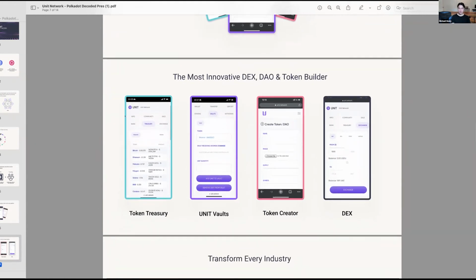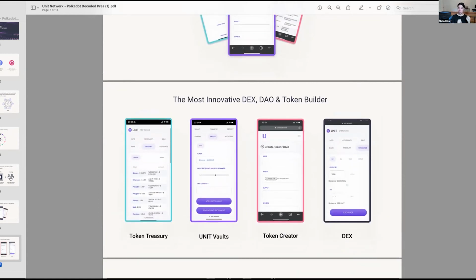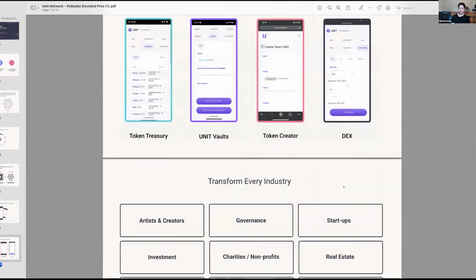You can see on the left is our treasury function. Every token you create has a treasury. This is how the vaults work. You basically add unit to a vault, and you're able to borrow against your unit. You're securing the wrapping and unwrapping for the network. This is how easy it is to create a token. You just give it a name, an image, a supply and symbol. You've created a token. As simple as that. And every single token has a decentralized exchange. One tricky thing about creating a coin or a token is getting it listed and traded and liquidity. So we basically make that really easy by providing an exchange for people to trade.